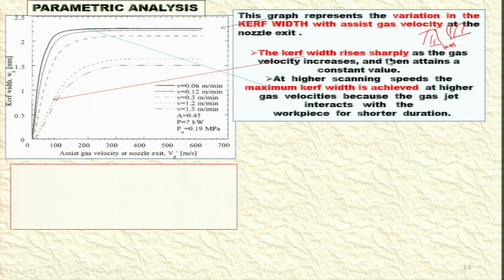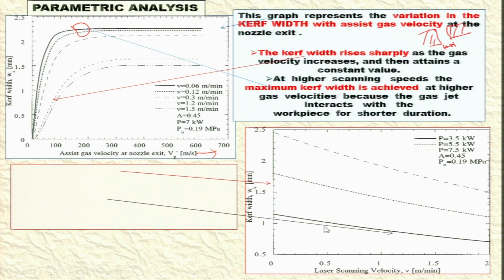The kerf width rises sharply as the gas velocity increases, that is what you can see here. It is increasing in this particular direction, and then attains a constant value. At higher scanning speed, beyond this it is almost constant. At higher scanning speed, the maximum kerf width is achieved at higher gas velocity, because the gas jet interacts with the workpiece for shorter duration.